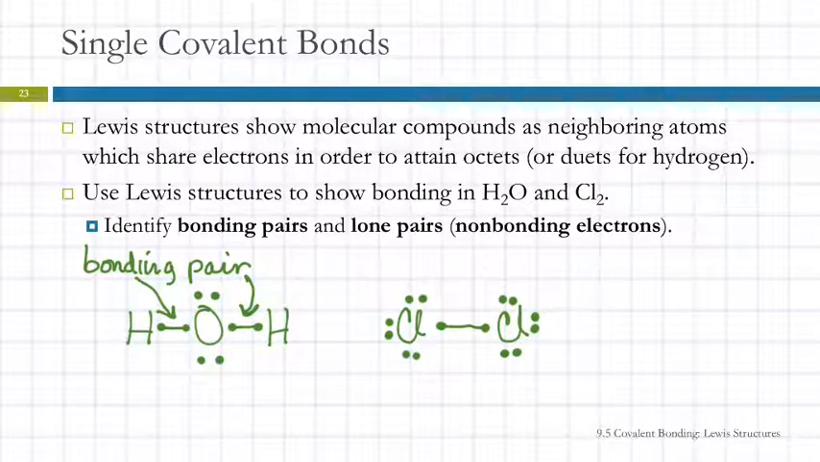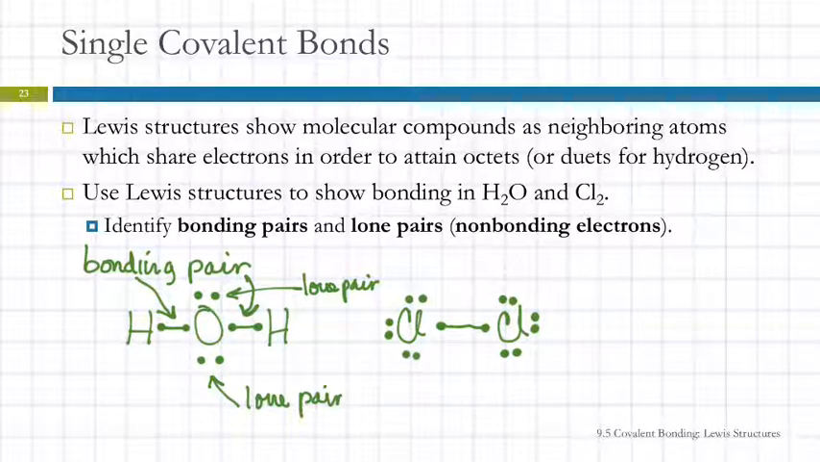Well, non-bonding is kind of long. So what we usually do is we call these lone pairs. Lone pair means the same as non-bonding electrons. This is a pair of electrons and it's just out there alone. So there's a lone pair, and this is a lone pair. So we should be able to look at the water molecule Lewis structure and say, well, there are two lone pairs and two bonding pairs in the structure.